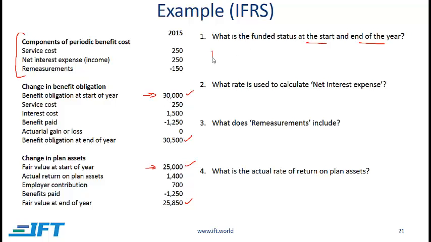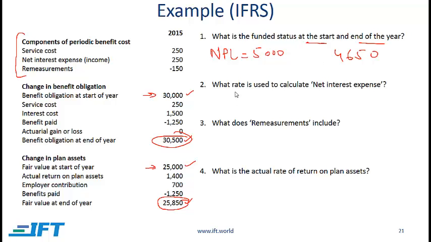So at the start of the year we have a net pension liability equal to 5,000, and at the end of the year we have a net pension liability which is this number minus this number, which is 4650. So over the year the net pension liability actually comes down.